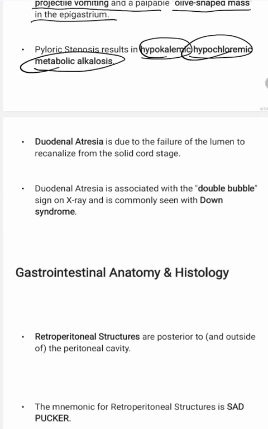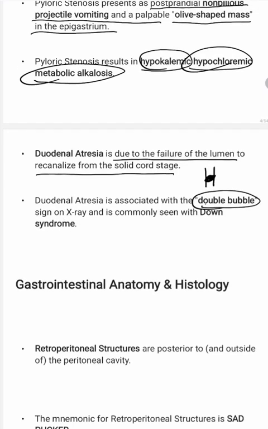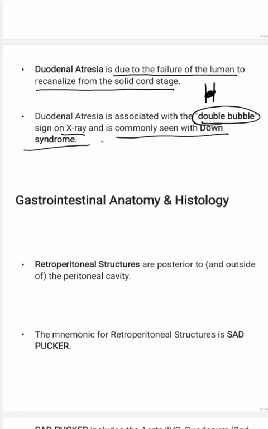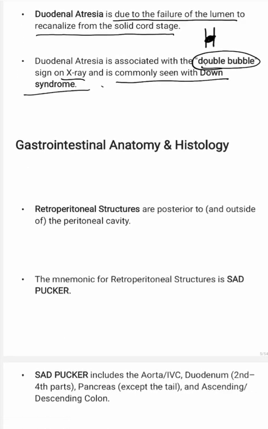Now, duodenal atresia is due to failure of the lumen to recanalize from the solid cord stage. So this is the solid cord, there is no recanalization. This leads to duodenal atresia, and there will be a double bubble sign on X-ray, and it is commonly seen with Down syndrome. So these were all about anatomy, embryology. Now, gastrointestinal anatomy and histology.